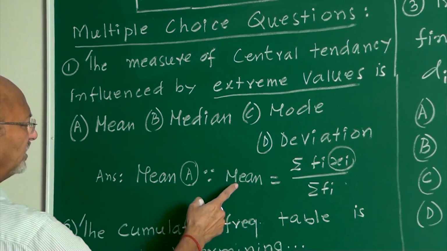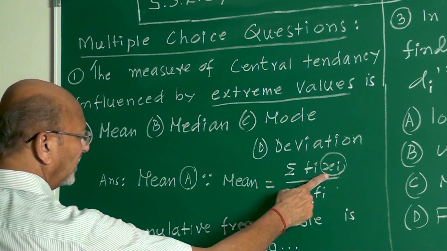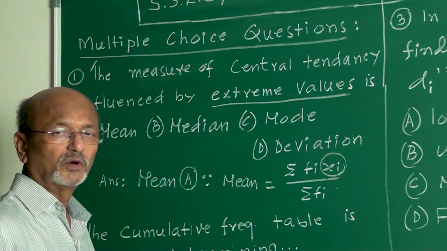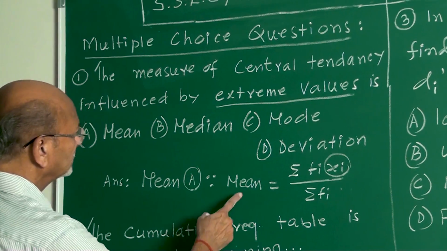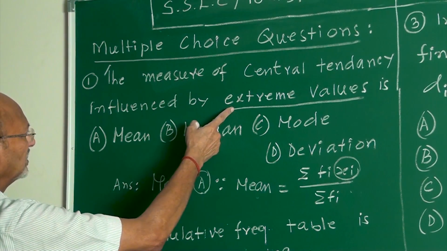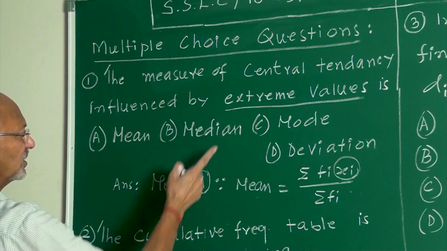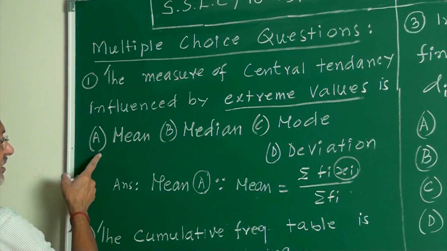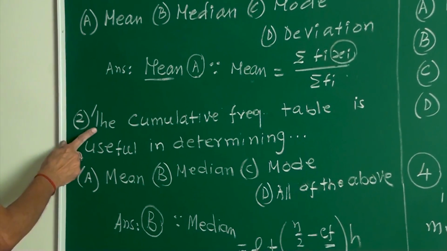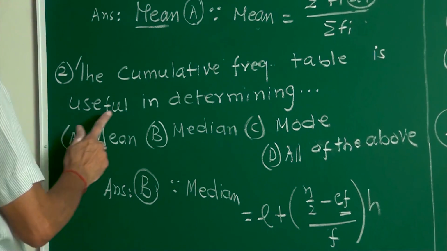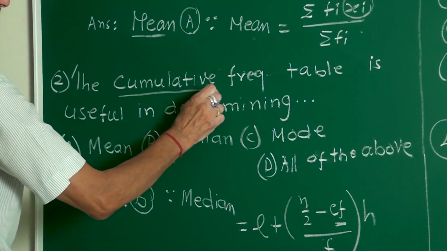In the formula for mean, my friends, it is sigma fi xi. What is this xi? It is the sum of lower plus upper limits divided by 2. Therefore, this mean contains the extreme values of the class intervals. Therefore, what is the answer? A, which is mean.